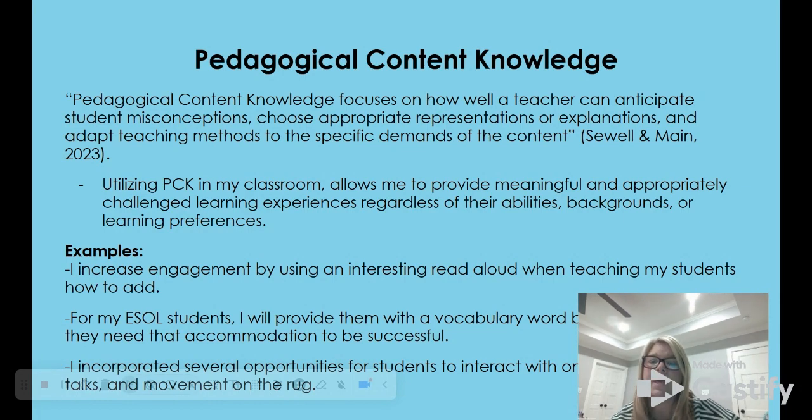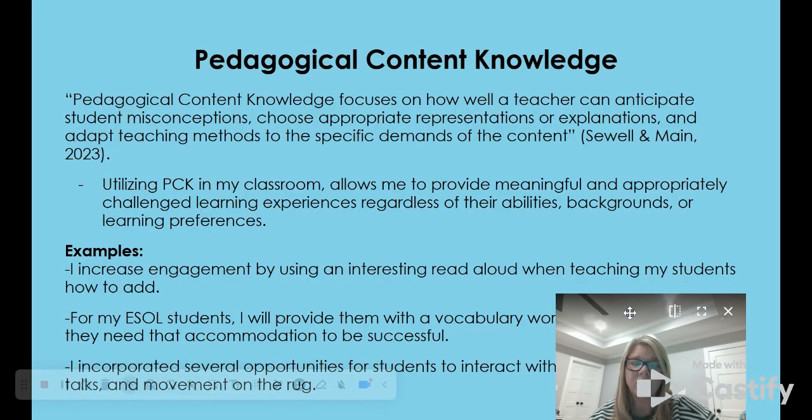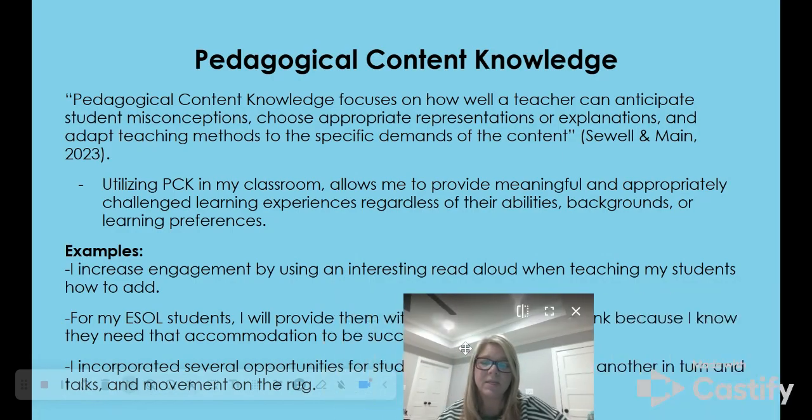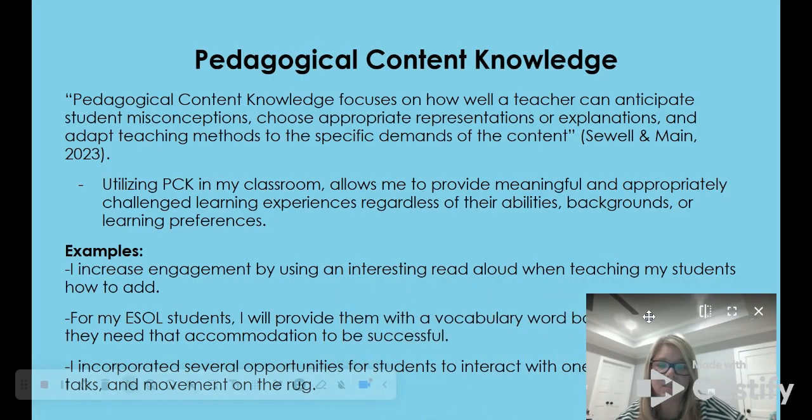Utilizing PCK in my classroom allows me to provide meaningful and appropriately challenged learning experiences, regardless of their abilities, backgrounds, or learning preferences. Examples are: I increase engagement by using an interesting read aloud when teaching my students how to add. For my ESOL students, I will provide them with a vocabulary word bank because I know that they need this accommodation to be successful.